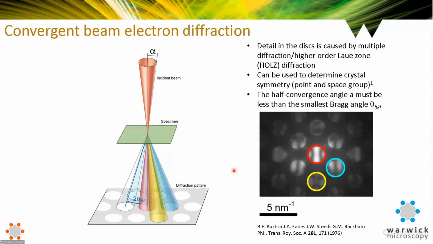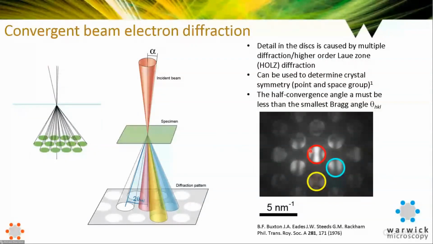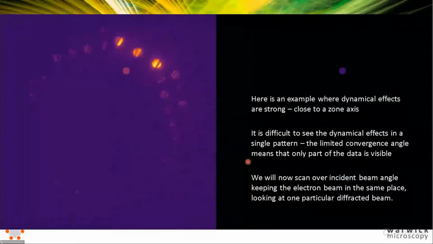So when I first started working on this, I realized that what you could do, instead of just taking one pattern, was to take lots of patterns over a range of incident angles, and then use that to reconstruct and actually see a bigger area corresponding to these disks. Okay, so here's an example.